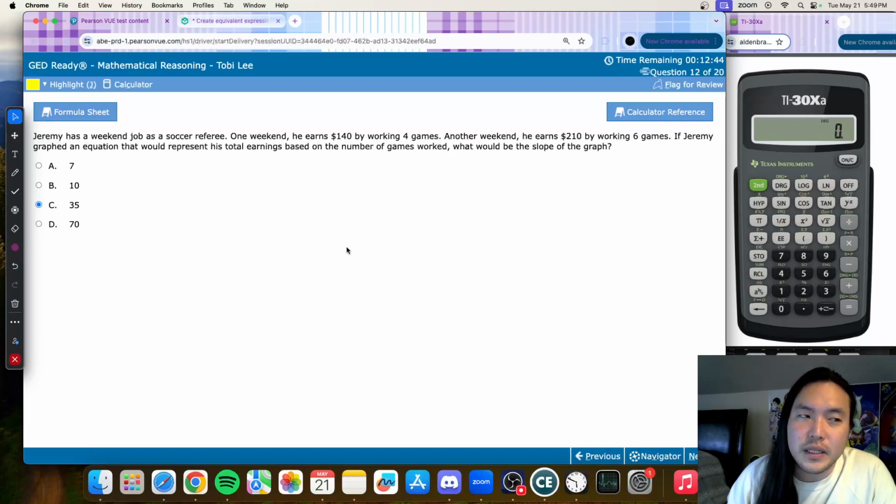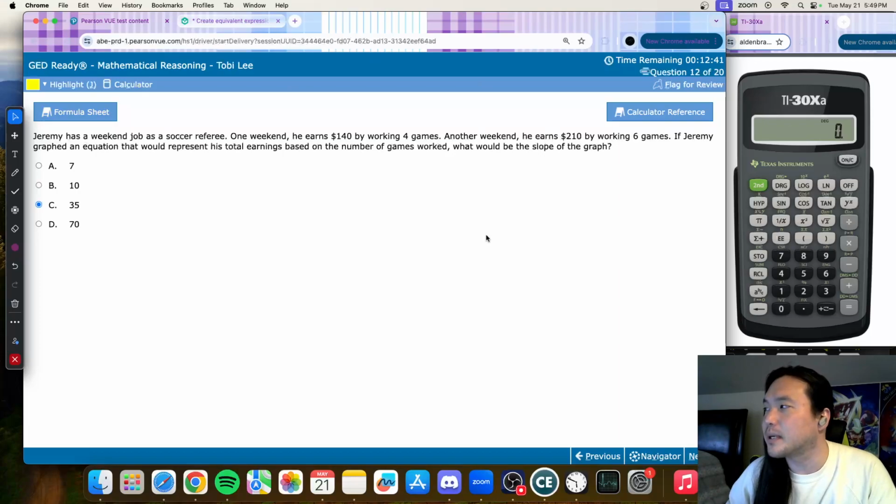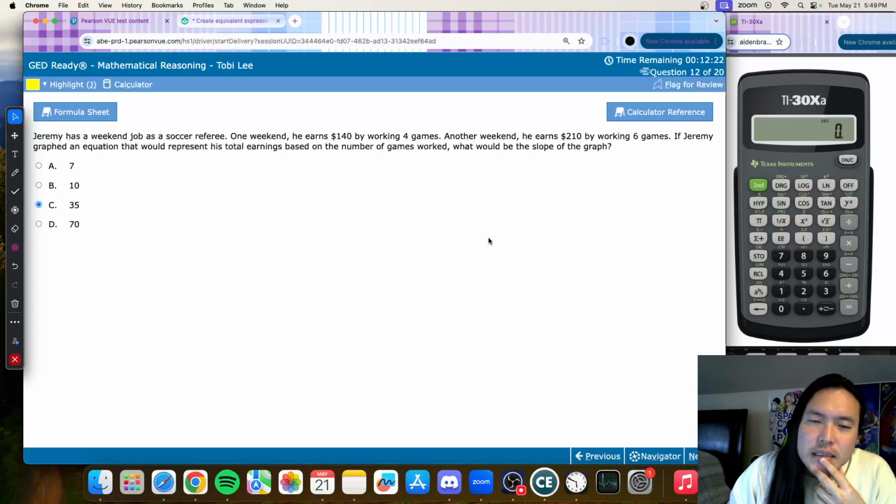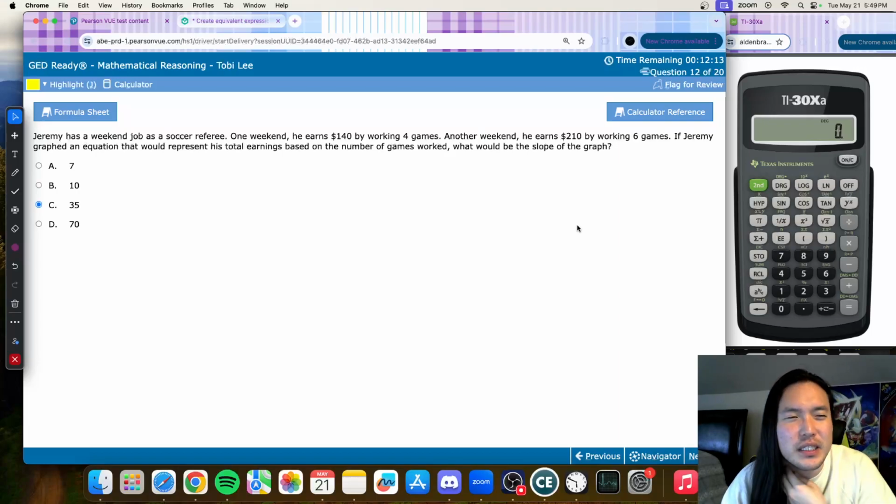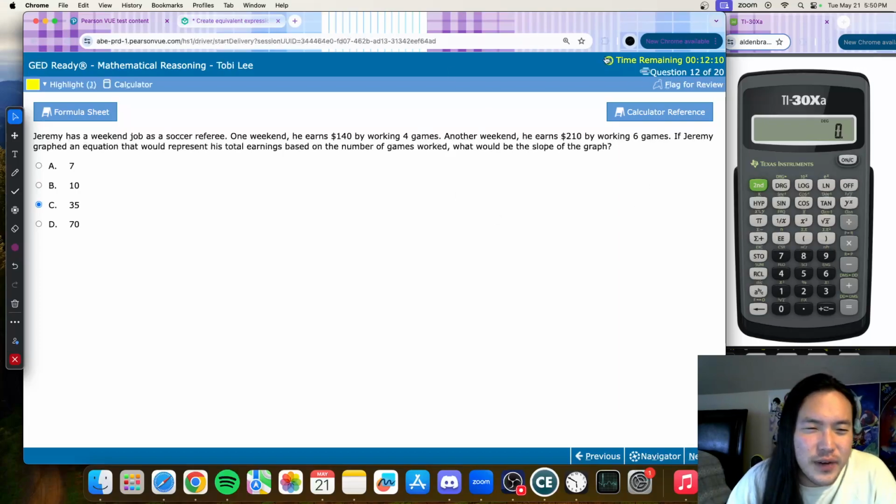Yes, so definitely. This question is a very roundabout way of asking how much money does he make per game. If Jeremy graphed an equation that represents the total earnings based on the number of games that he worked, what would be the slope of the graph? The slope is the rate. If the graph is amount of money per game, the slope would be the amount of money per 1 game. It's for sure annoying, but that's why it's a test. If the questions were too easy, it would not be a very useful test, right? So they have to write the question in this really awkward way. But at the end of the day, they're just asking how much money does Jeremy make per game.